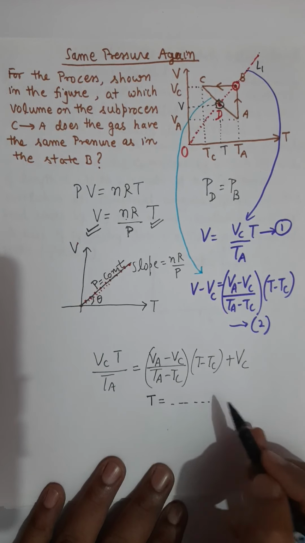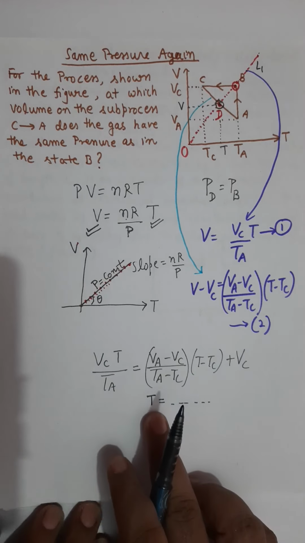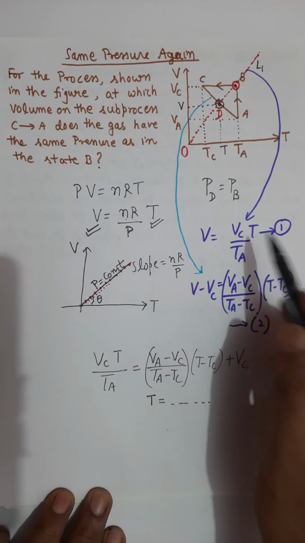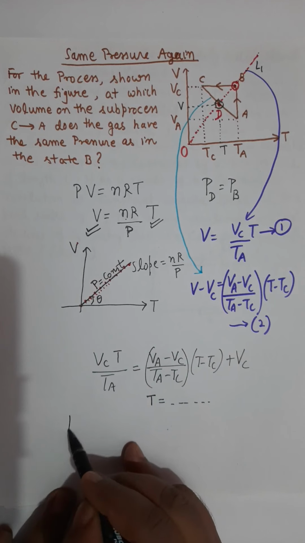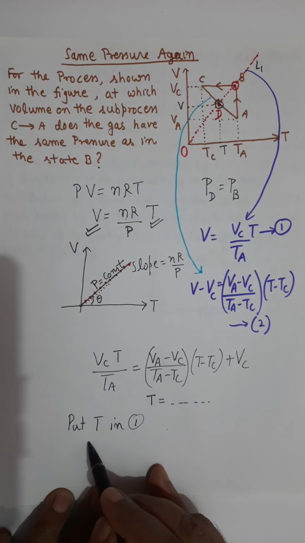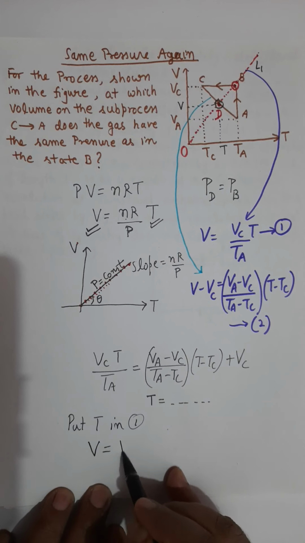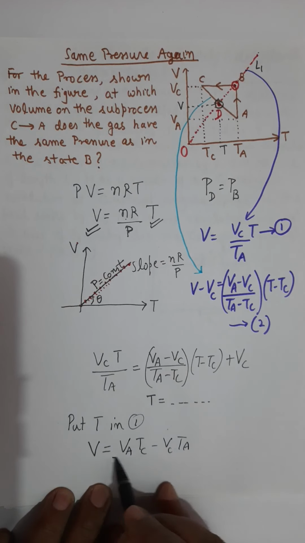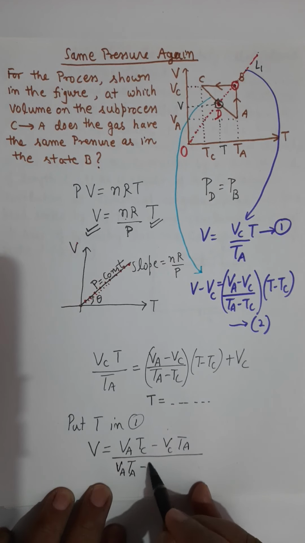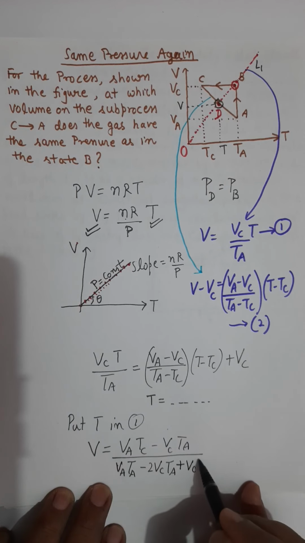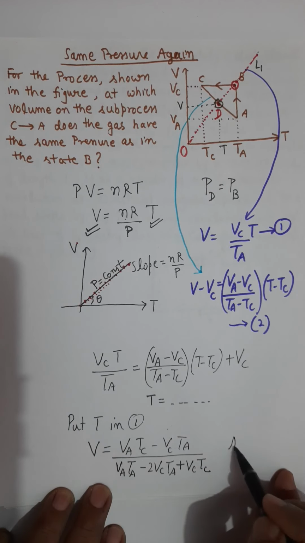It will give you a value of T. I am not going to solve it. You will obtain the value of T, and then you just substitute it in equation 1. If you put T in equation 1, you get the corresponding volume as (VaTc minus VcTa) over (VaTa minus 2VcTa plus VcTc). That's the answer.